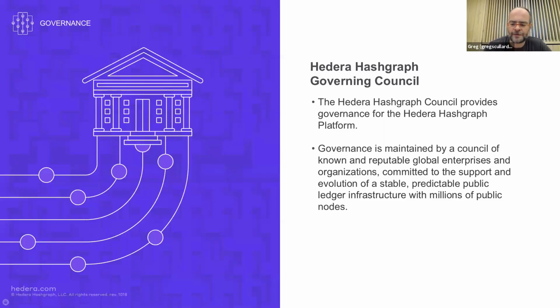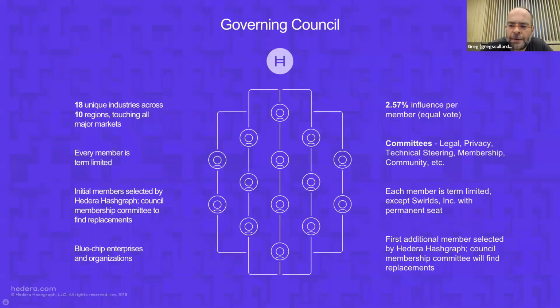A different style of governance maybe to what you've been used to. But then Hedera Hashgraph wouldn't be Hedera Hashgraph if it wasn't different. So the council will consist of up to 39 blue chip enterprise organizations in 18 industries across 10 different regions. I talked earlier about geographical distribution of nodes as being a measure of decentralization. 18 industries and 10 regions is a measure of decentralization of the governing council.